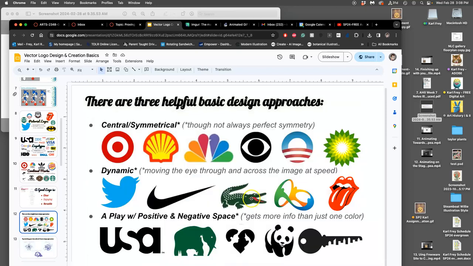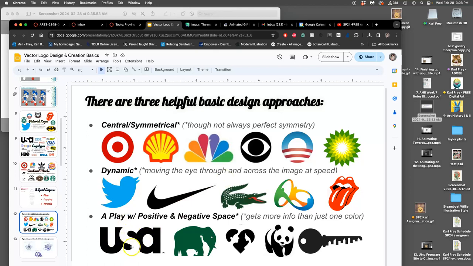And then kind of a subset, which is fun to force yourself to think about, this is the divergent thinking, is to play with positive and negative space. So let's look at these black shape logos. The CBS eye logo, very clearly central symmetrical. The Nike swoosh, very clearly dynamic, right? The USA logo, what would you call this?